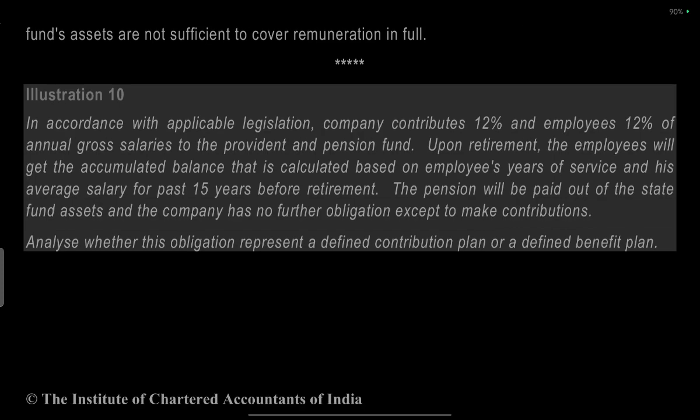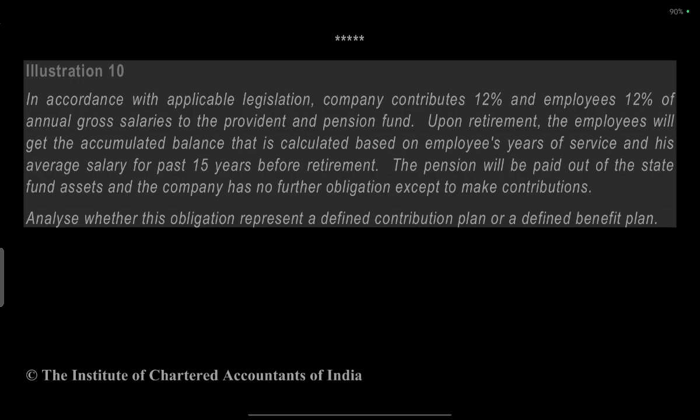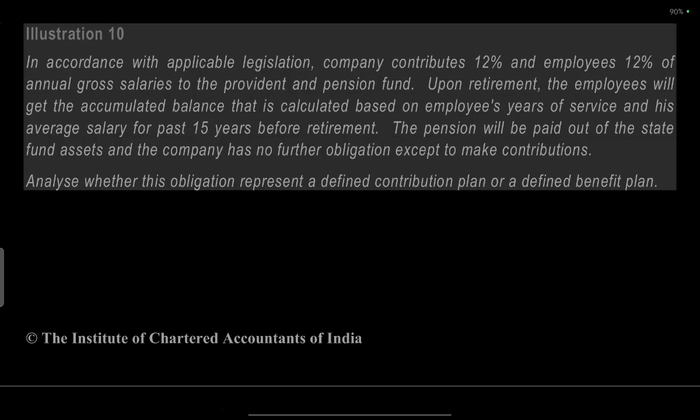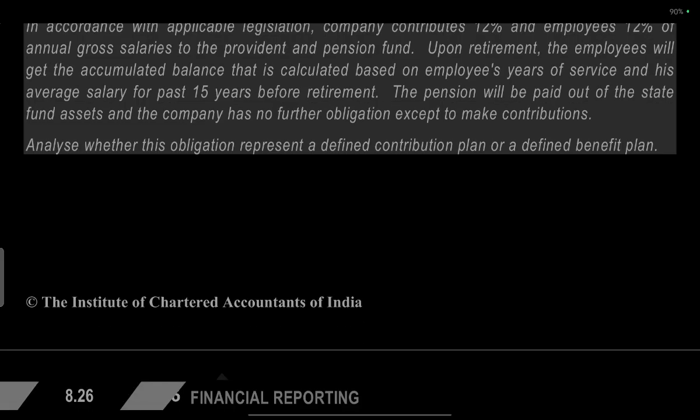In accordance with the applicable legislation, the company contributes 12% and the employees 12% of the annual gross salary to the provident pension fund. Over time, when the employee gets the accumulated balance, it is calculated based on the employee's years of service and the average salary of the past 15 years before retirement. The pension will be paid out of the state fund assets, and the company has no further obligation except to make contributions. Analyze whether the obligation is a defined contribution plan or a defined benefit plan.